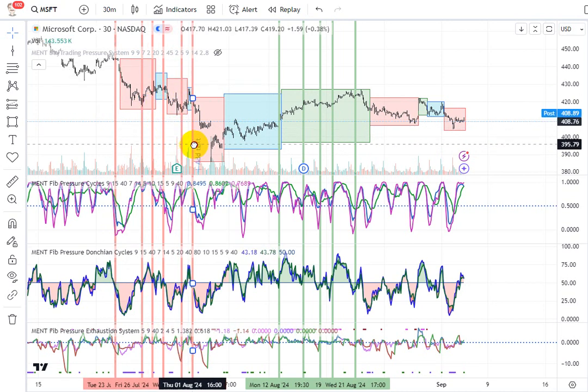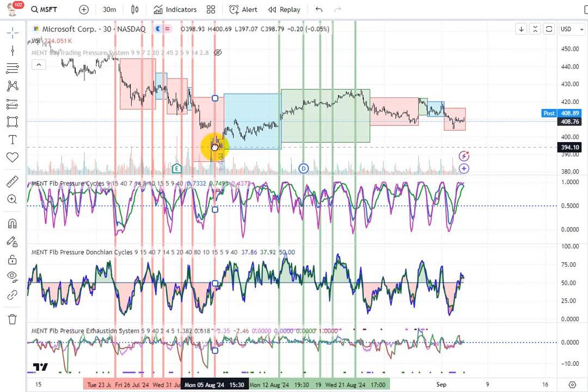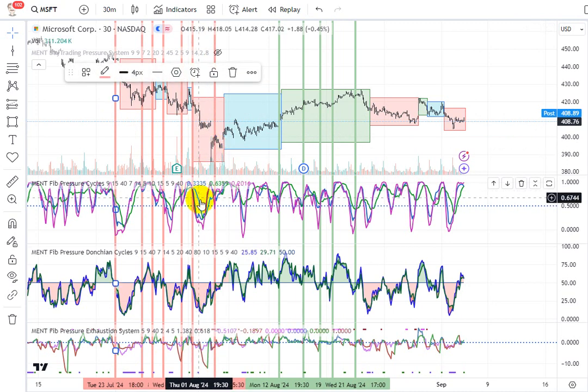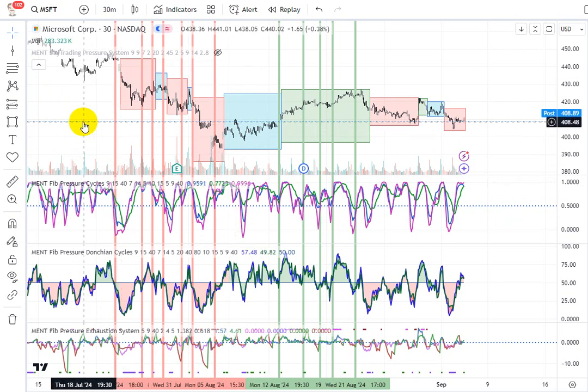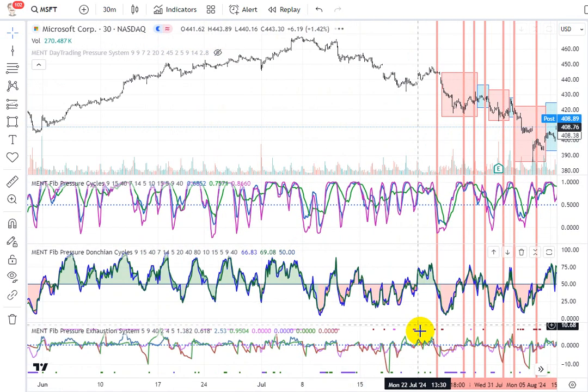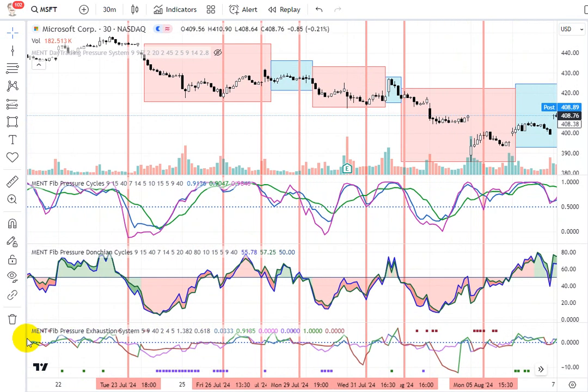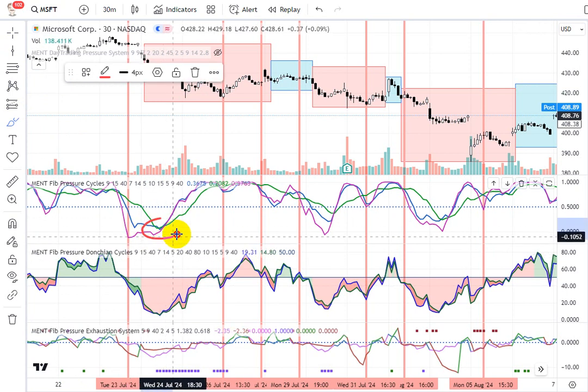And of course, we get breakdowns through these neutral zones. We get a little breakdown right here. This was the big move, though. And again, the other thing I want to point out is that notice how the cycle system tells us big breakdowns happen when we get into deeper lows. So watch the green line.